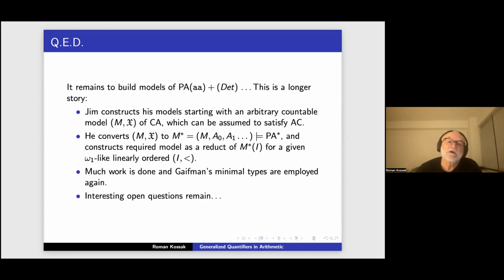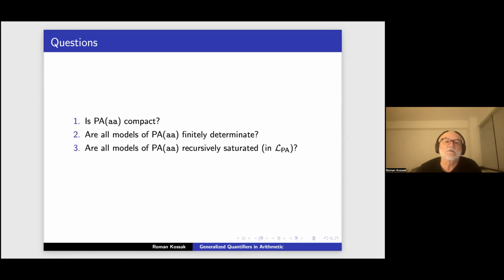So it's all very nice, but there are still some questions that remain open. I will finish with those questions. We don't know whether PAA is compact. You would think that it's obviously not, because all models of PAA have cardinality at most Aleph1, since they have to be omega-1-like, but it depends on how you formulate compactness and for what languages you do that. And then again, the models that Jim constructs are finitely determinate.